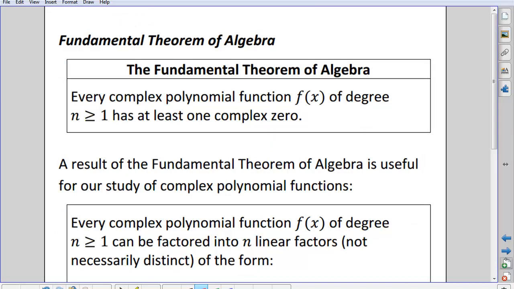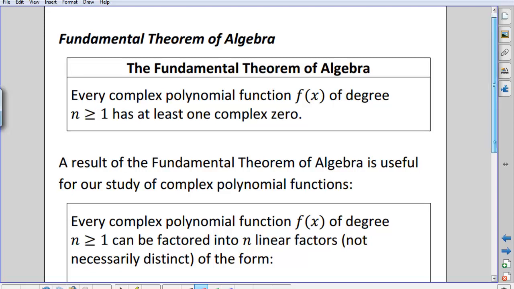There's something called the fundamental theorem of algebra, and it's really nothing you need to know or try to learn. Really, it just allows us to do what we're doing in this section, but honestly, you're not going to see it on the homework. It's not going to show up in anything that we're doing. So really nothing to be concerned with.